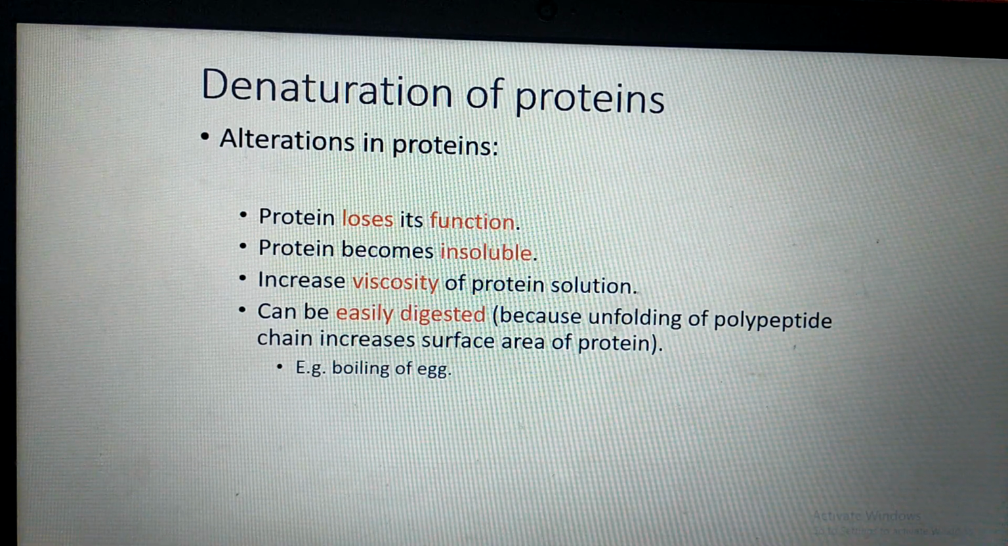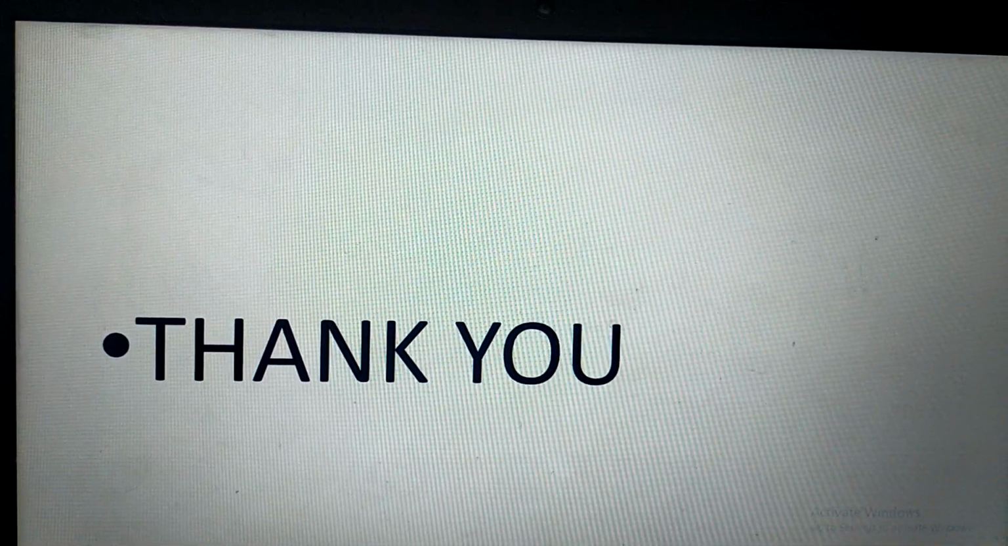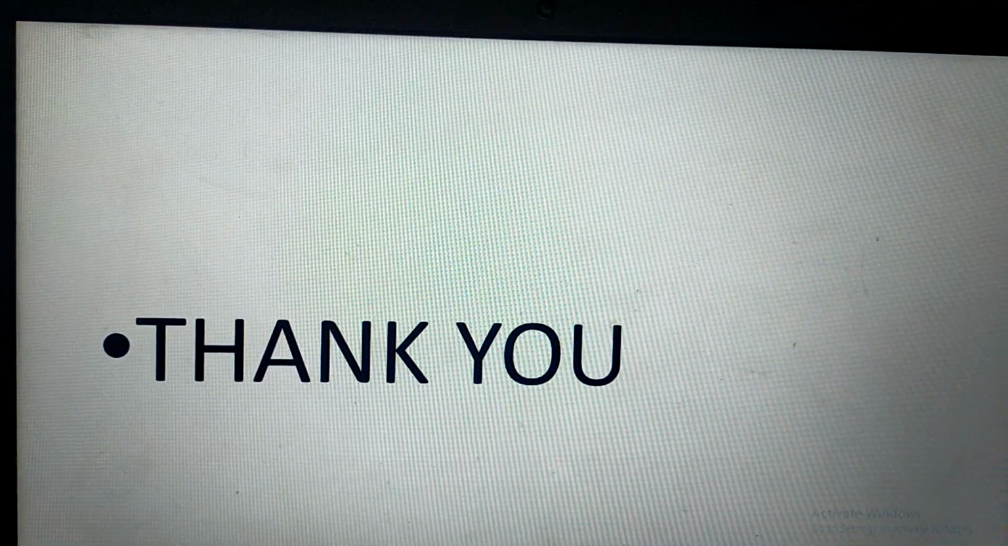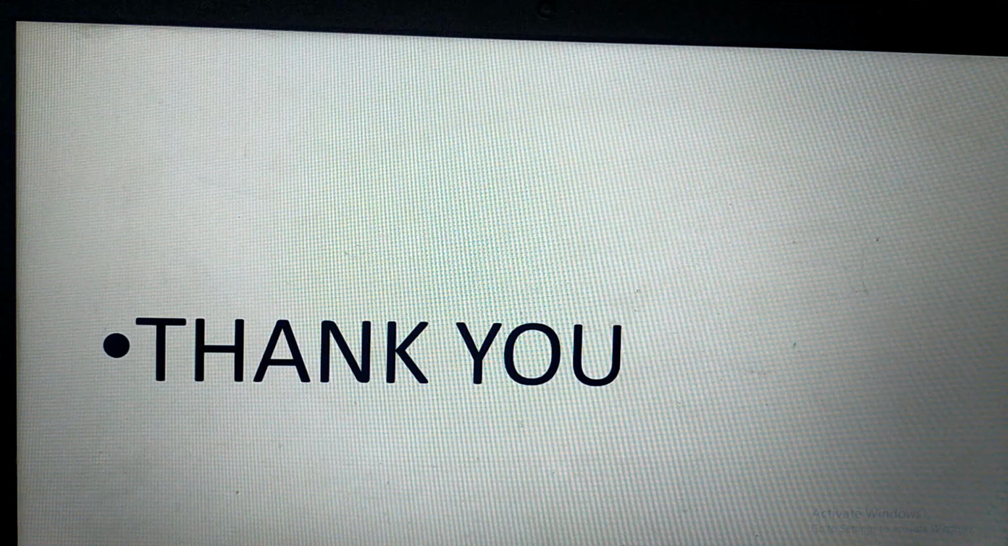So this is about various structures of proteins and denaturation of proteins. Sometimes it may be asked as a long question or short note, or denaturation of proteins may be asked as a separate short note. Thank you very much.